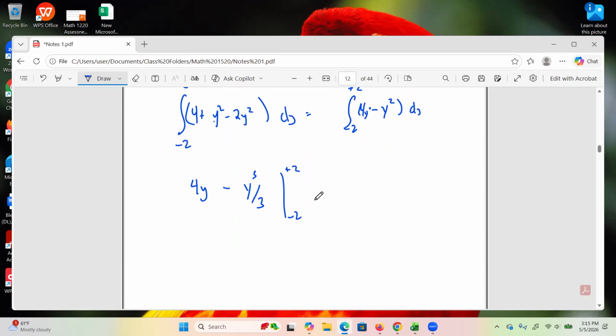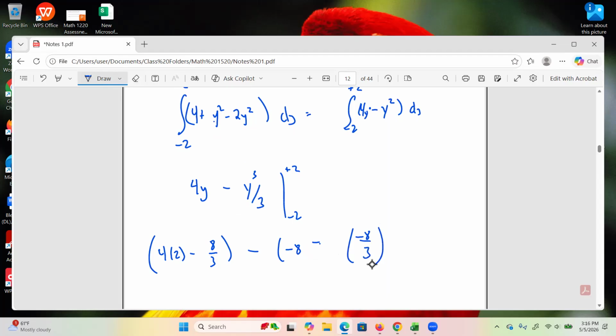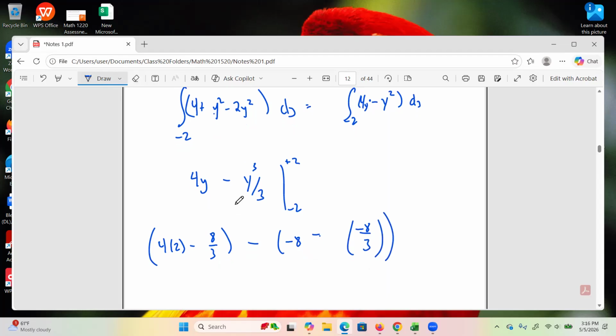So we go ahead and plug in some values now. We have 4 times 2 minus 2 cubed, which is going to be 8 over 3. Let's put that in parentheses. Minus, and now we have 4 times negative 2. Let's put a negative 8 in here. Negative 2 cubed is going to be negative 8. Let's go a little bit slow with this one so we can keep our signs straight. So we have minus, that's this minus, and we have negative 8 over 3 here. All right, so that's what we have.